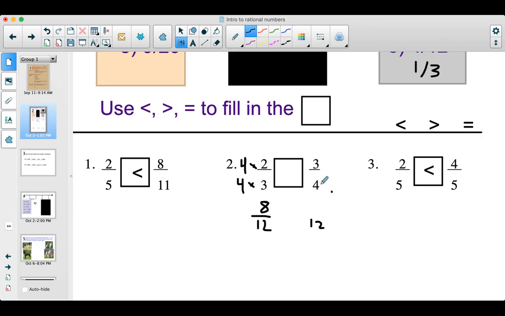Okay, on the right side, to get from 4 to 12, I have to multiply by 3. 4 times 3 is what gives me 12. So if I multiply the bottom by 3, I multiply the top by 3 also, and I end up with 9 out of 12.